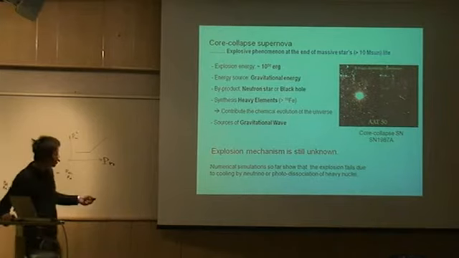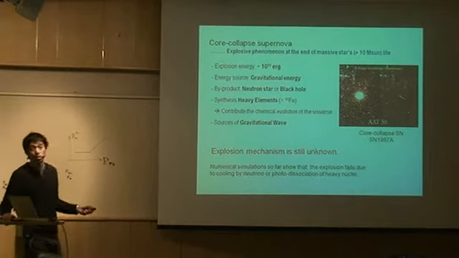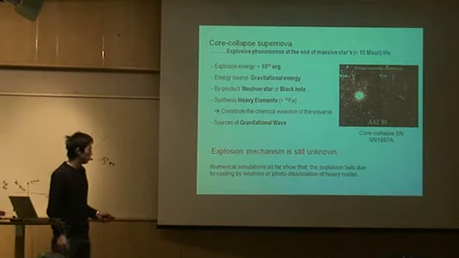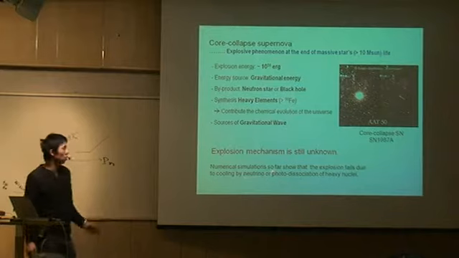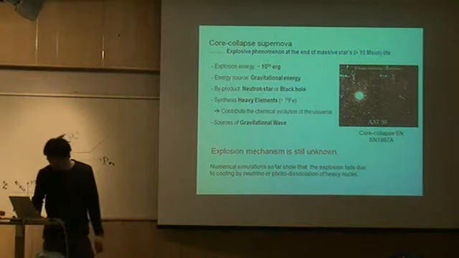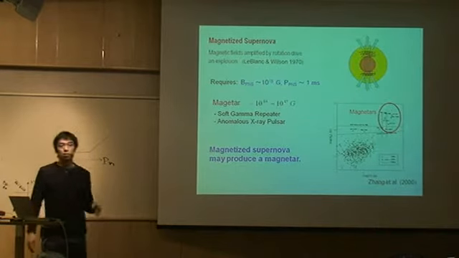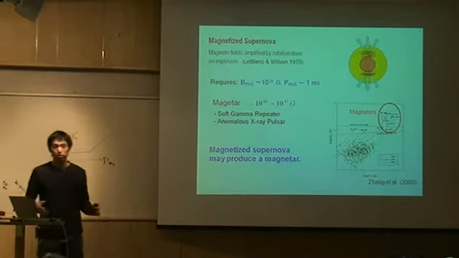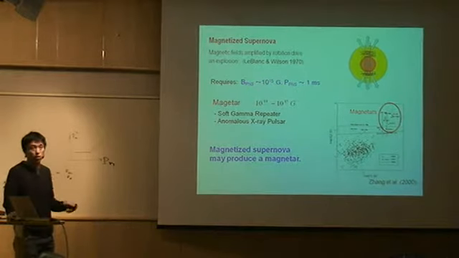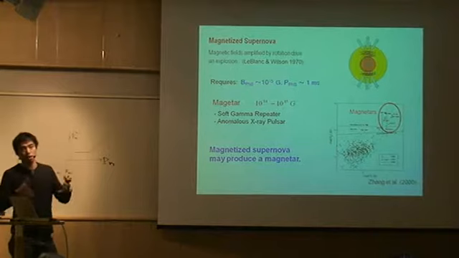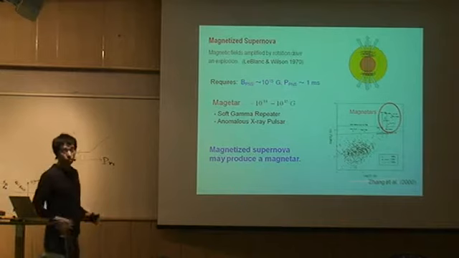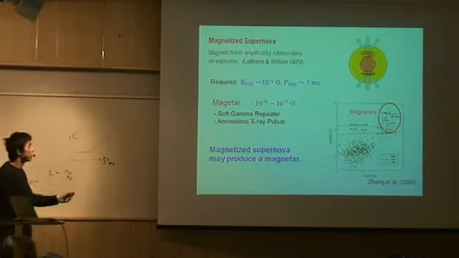However, the explosion mechanism is still unknown. The numerical simulations so far show that the explosion occurs due to cooling by neutrinos or photodissociation of heavy nuclei. So numerical simulations fail to reproduce the explosion. However, there are some exceptions. If we consider extreme conditions, for example, very strong magnetic field and rapid rotation initially, then explosion does occur, and this is called magnetized supernova.